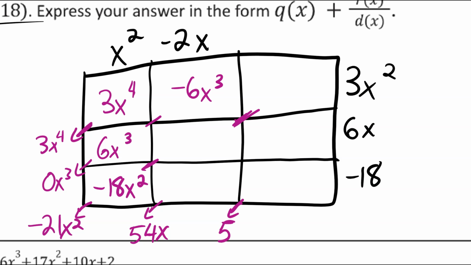Now I can fill in the rest of this column by multiplying. Negative 2x times 6x would just be negative 12x squared, right down there. I'll put that in purple.